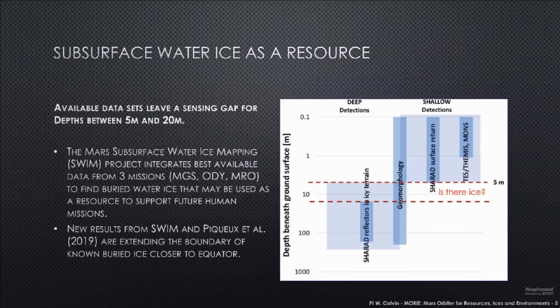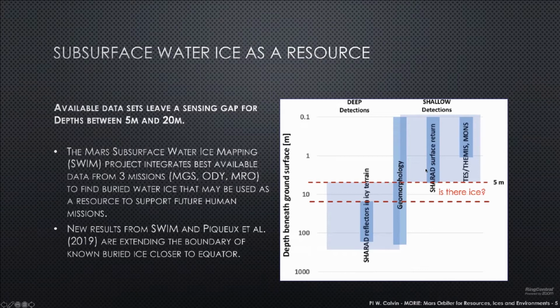In addition, there's been tremendous interest in subsurface water ice as a resource. The Mars Subsurface Water Ice Mapping Project, SWIM, is led by my co-author Than Putzig, and this works to integrate the best available data from MGS, Odyssey, and MRO in order to find buried water ice that might be used as a resource. There are studies that have used the thermal data from MCS and THEMIS, and these are extending the boundary of known buried ice closer to the equator. At the same time, the image on the right shows that there's a sensing gap.